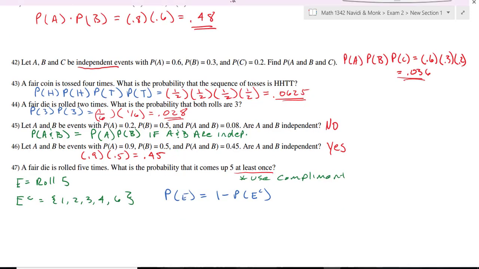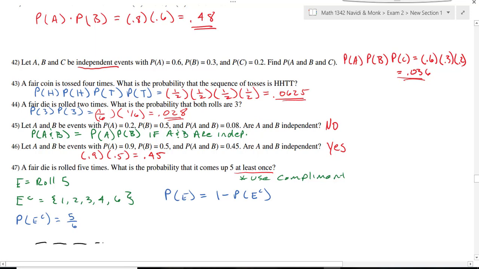Now, in one roll, the probability of the complement is going to be 5/6, because there's 5 numbers that are not 5 out of 6 numbers on the die. But I'm doing it for 5 rolls. So I've got 1, 2, 3, 4, 5 rolls that are each going to have a probability of 5/6. So that's 5/6 raised to the 5th power.